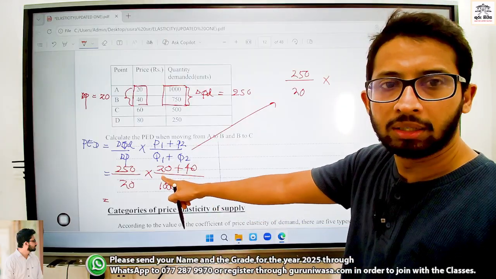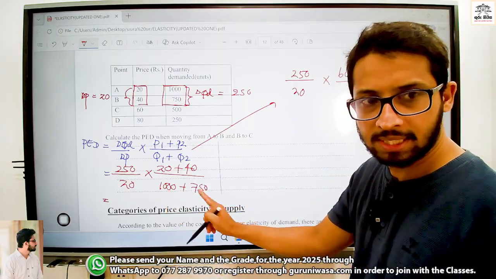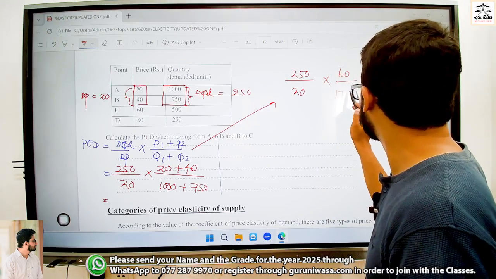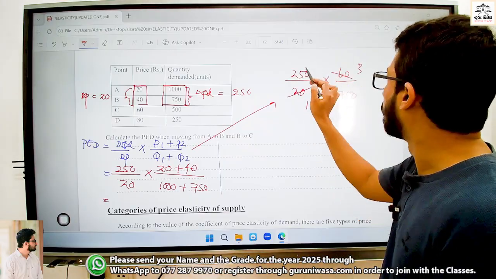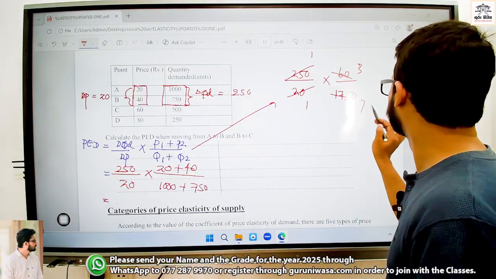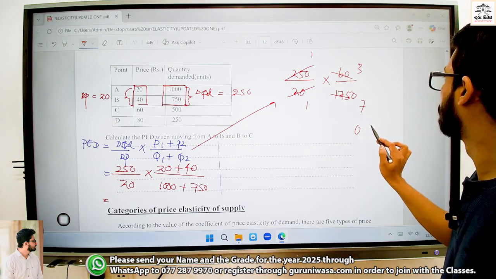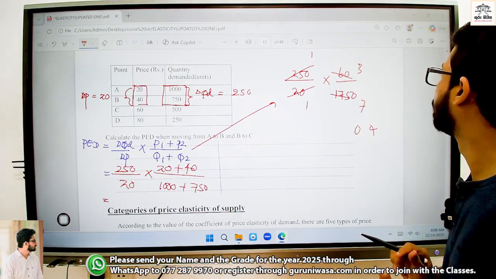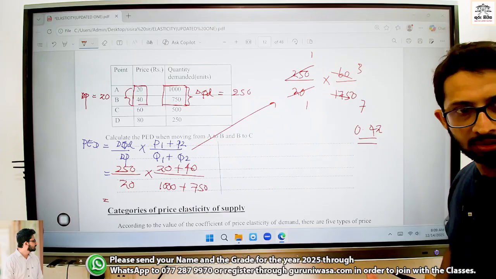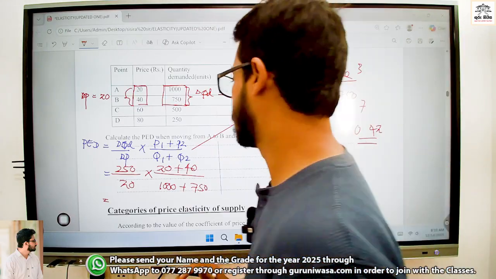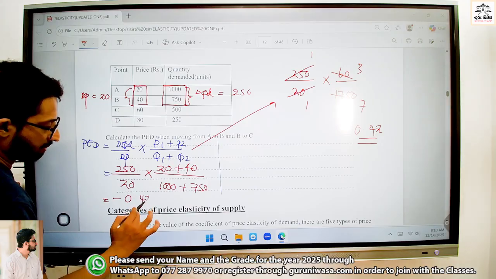Now add them. 20 plus 40 is 60, over 1000 plus 750, 1750. So it is 3 over 7, which means 0.4. Right? 0.42. Yes, between these two prices the PD value is 0.42.